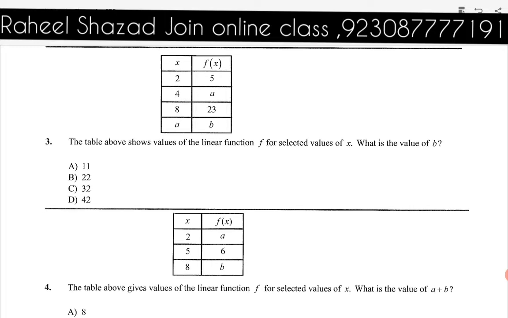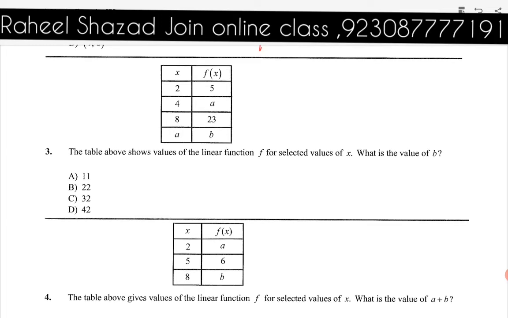Yes, the table above shows the values of a linear function. Again, for a linear function, they mean that all these points lie on one straight line, right? For the selected values of x, what is the value of b? In this case, these are all values of x and these are all y.